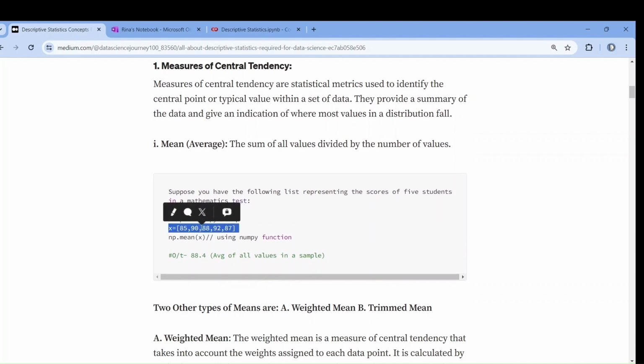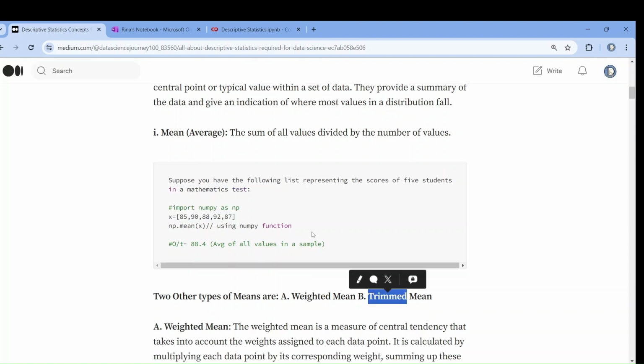Here I have taken a data set. Here you can see this is a list: 85, 90, 88, 92, 87. So if I want to calculate the mean value, or we can say the average value of the data set, I can simply add 85 plus 90 plus 88 plus 92 plus 87 divided by the number of values, that is 5. So I can get the mean value. Okay. So here I can understand that the most values in the distribution in this data set lie near 88.4. Okay. So if you have a big data set, you can simply identify the central point. You can understand where the most values lie in the distribution.